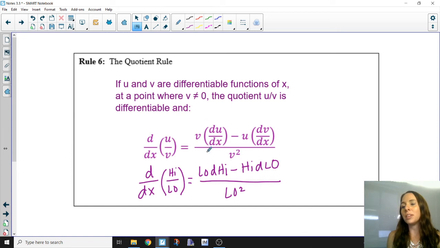Okay, so what it says is you have the lower function times the derivative of the higher function minus the higher function times the derivative of the lower function, all divided by the lower function squared, but we don't like to say low squared, only psychos say low squared. We say a low because it makes the saying nice and smooth.